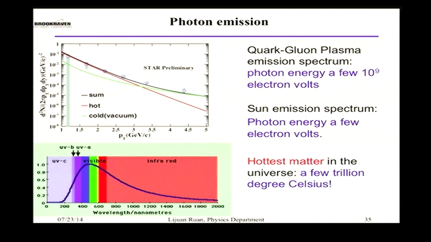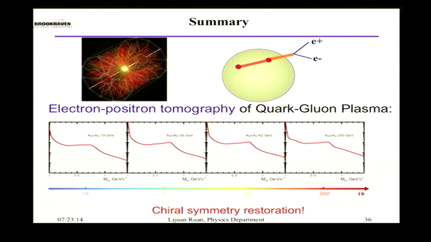So indeed, the quark-gluon plasma we created here is the hottest matter in the universe. And here I only put a few trillion degrees Celsius because I'm trying to be realistic, because our measurements here have big uncertainties. So this will be further improved in the future. And by that time, I hope I can say what kind of number I put here instead of "few." So now I'll come to my summary.